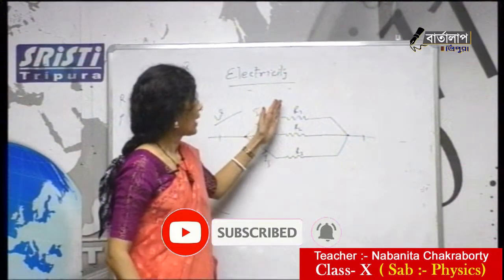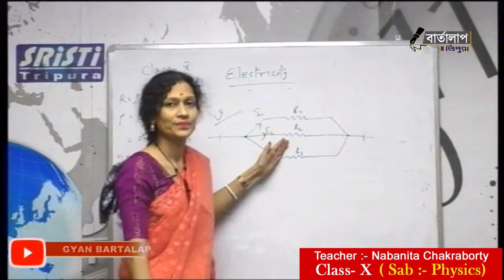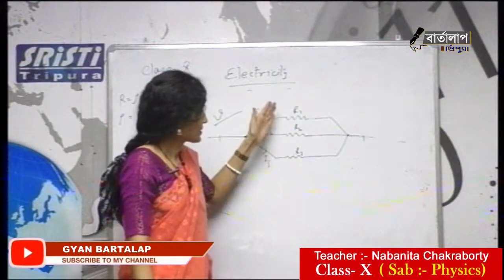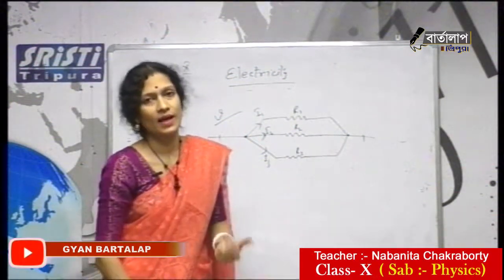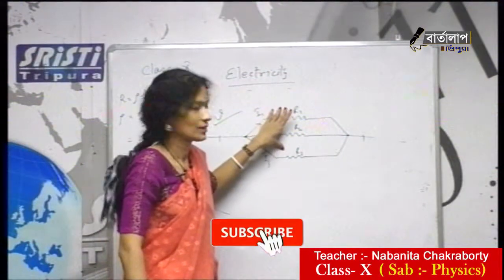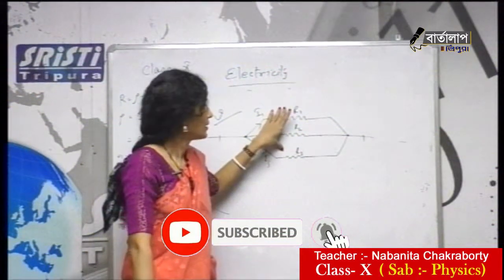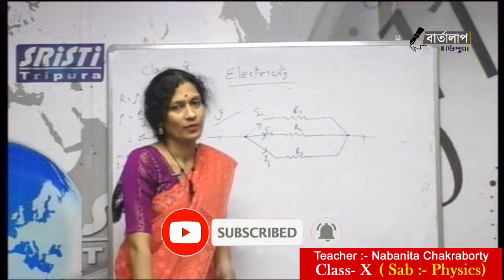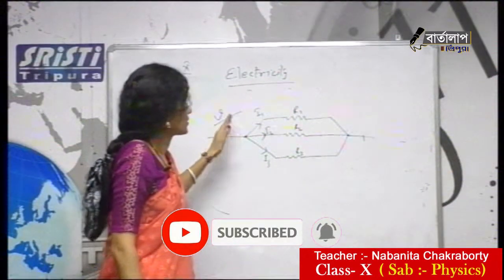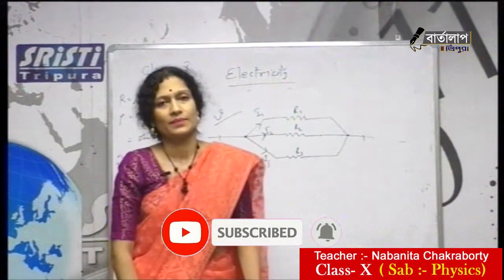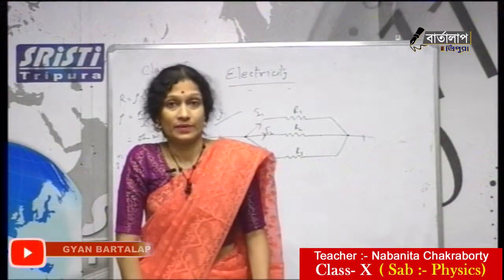Here, R1, R2, R3 are the resistances, that means resistors. Three resistors I have applied here. The currents are I1, I2, I3 and the potential difference V is constant. In that case, what happens?